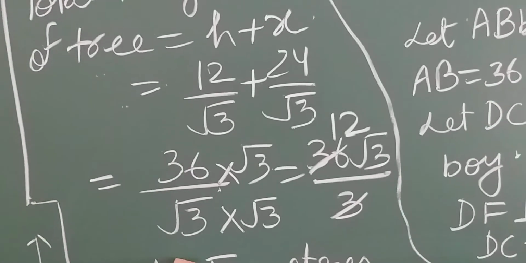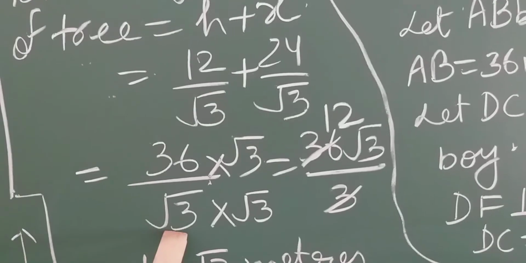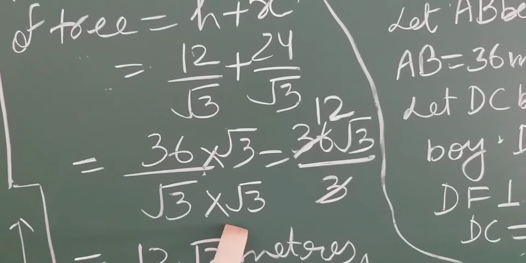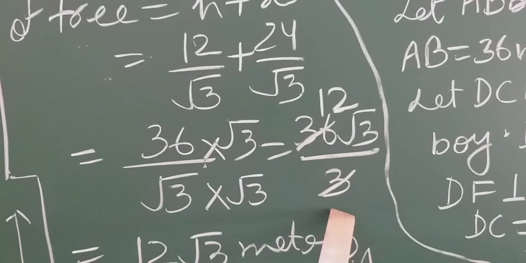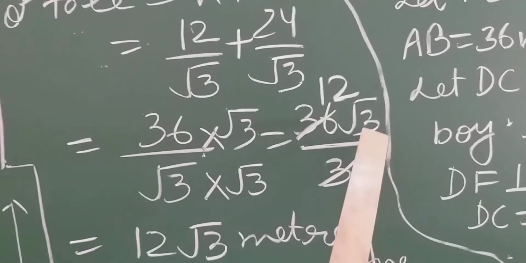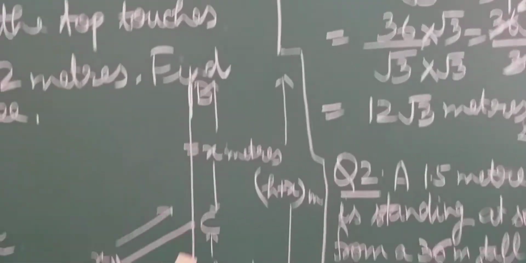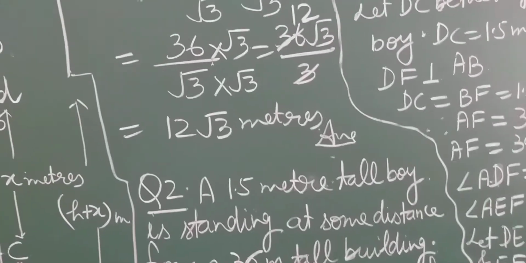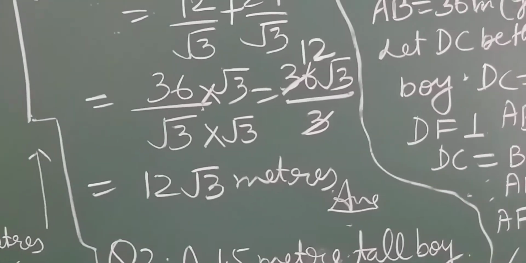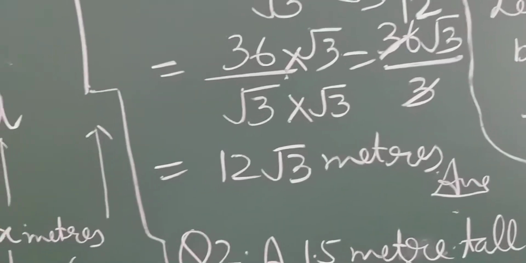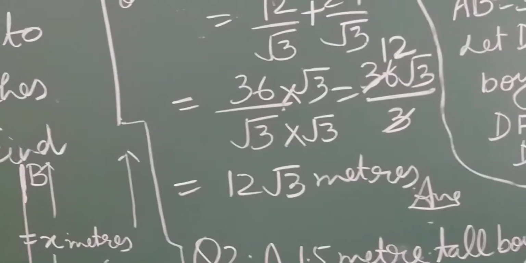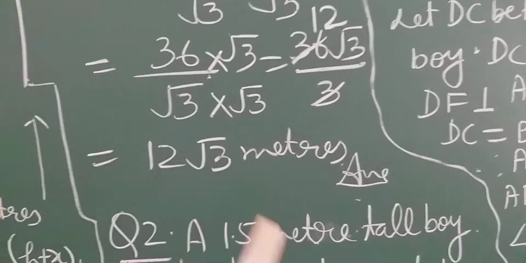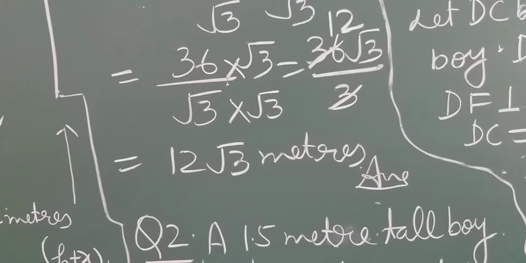We have to rationalize the denominator. So to rationalize the denominator, we multiply numerator and denominator by root 3. So it will be 36 root 3 upon 3. It means the answer is 12 root 3. So the height of the tree is 12 root 3 meters. Students, remember, if the value of root 3 is given to us, or the question asks for the answer in decimal, then we have to use the value of root 3. Otherwise, we can leave the answer as it is.